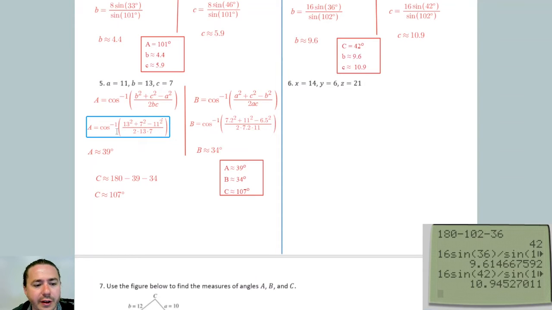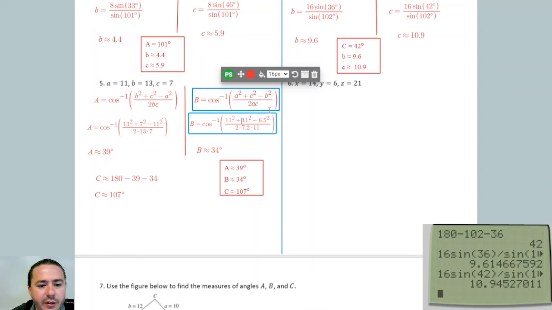And if I'm trying to find angle B, side A is 11, side C is 7, side B is 13. And then we've got 2 times A, which is 11, times C, which is 7.